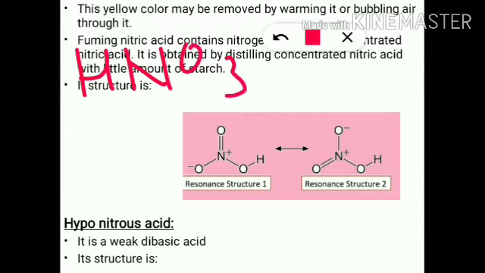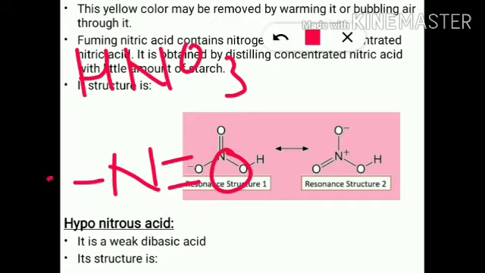HNO3. The center atom is nitrogen. Nitrogen forms a double bond with oxygen, then a single bond with oxygen and a single bond with hydrogen. Okay, a triple bond is formed. Nitrogen contains 2 lone pair of electrons. Again, after using its 3 electrons, it contains 2 pair of electrons.